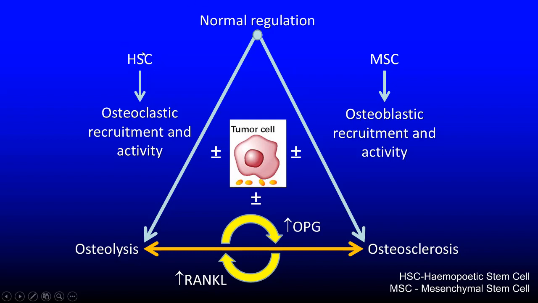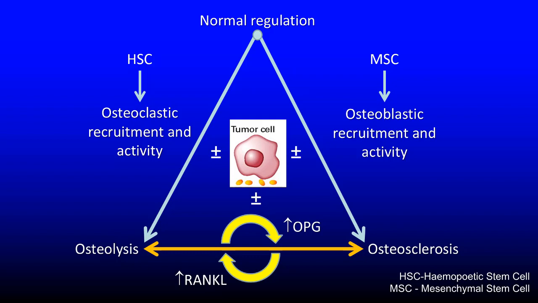Hematopoietic stem cells lead to osteoclasts. So osteoclasts are from hematopoietic stem cells. Osteoblasts are from mesenchymal cells. And this is a key piece of knowledge. And the hematopoietic stem cells lead to osteoclasts, and osteoclasts lead to osteolysis. And of course, we know there's a balance between osteoclasts and osteoblasts, and there are cytokines that control this.